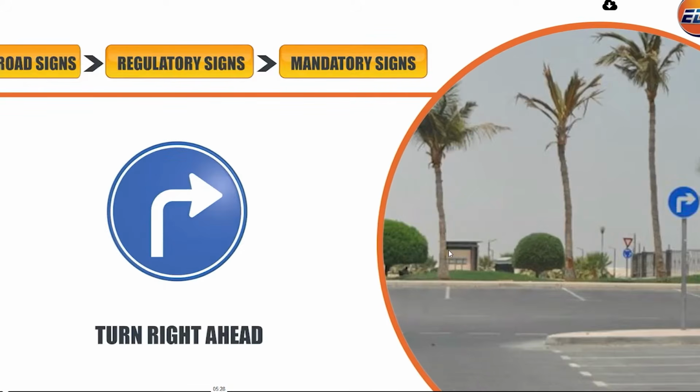Turn right ahead, left if symbol is reversed. This sign means motorists must turn right ahead. It is used on minor roads which alert motorists in advance that there is one-way road ahead.